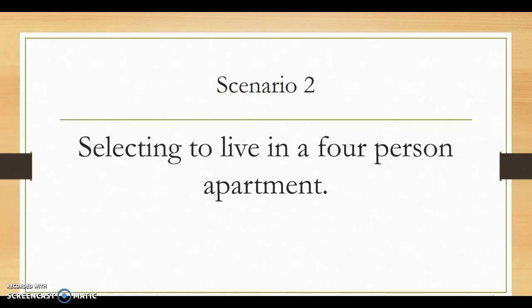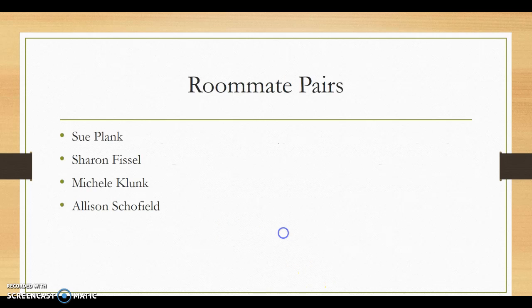Now that we've successfully walked through what it looks like to only search for roommates that want to live in pairs, I'm going to walk through a scenario of students wanting to select to live in a 4-person apartment. In this scenario, the roommate pairs are Sue Plank, Sharon Fissel, Michelle Klunk, and Allison Schofield. This process is a little bit more detailed and complex than selecting for pairs, so please pay attention carefully, and as always, let us know if you have any questions.